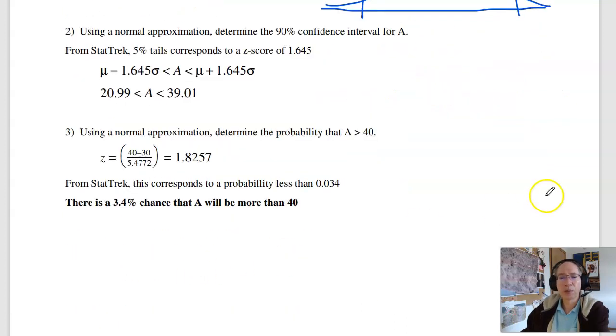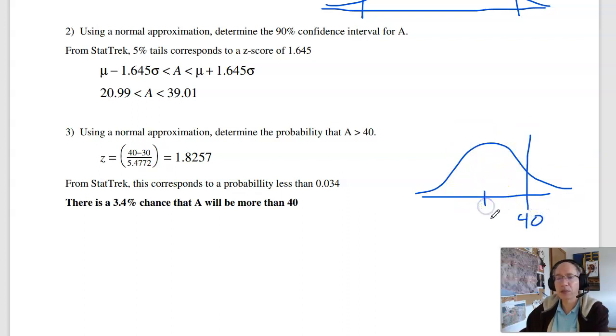For problem 3, that's a single-sided test. I've got my uniform distribution. What's the probability that A is going to be bigger than 40? For that, I can find out how far 40 is from the mean in terms of standard deviations. Again, that's the z-score. So it is 1.82 standard deviations away. From StatTrack, I can find out what's the area of a normal distribution 1.82 standard deviations out, and that's 3.4%.